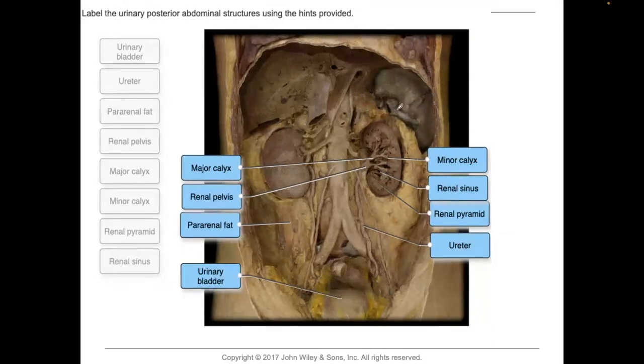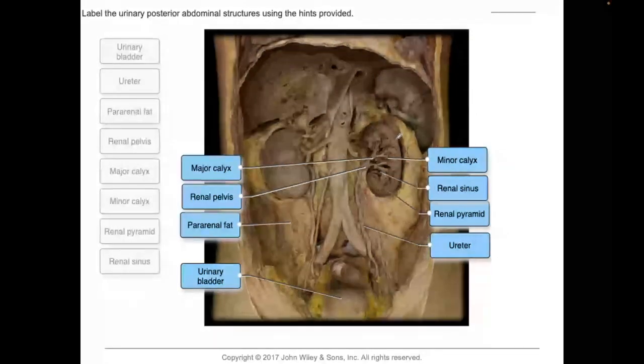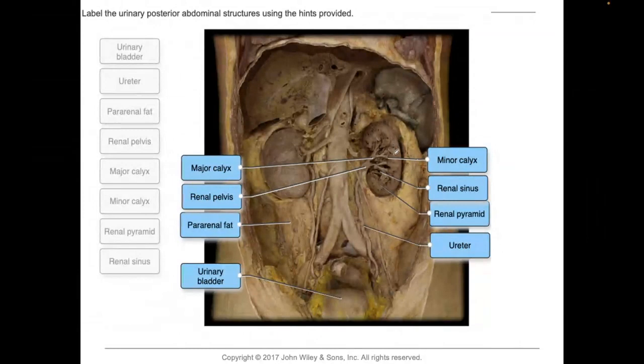Okay, let's see if we can make this out a little bit. You could zoom in if you need to. Minor calyx would be right at the apex of the pyramid. As we move down, there's the major calyx. As we move down to the next segment, that's the renal pelvis. And as we move further down, there's the ureter.